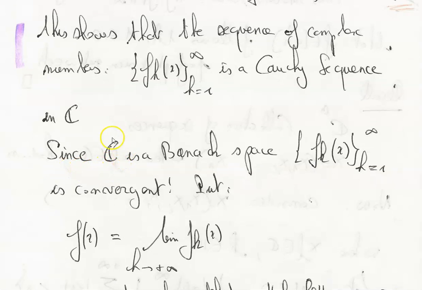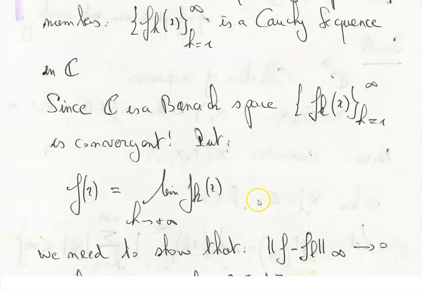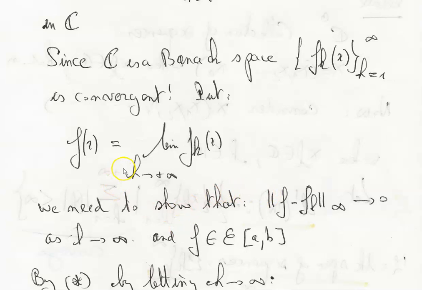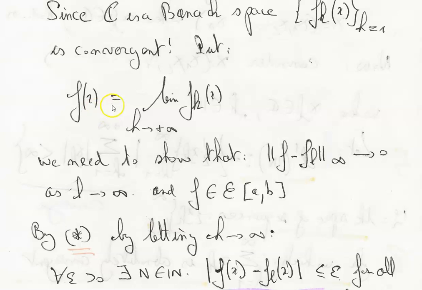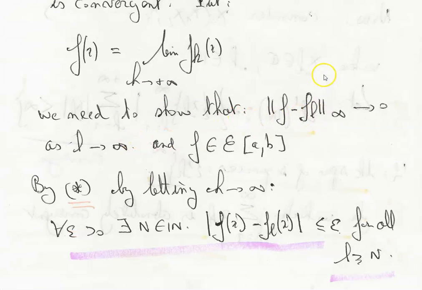Since the complex numbers C is a Banach space, we could say that the sequence f_k(x) for k from 1 to infinity is convergent. But f(x) is the limit of f_k(x) when k is going to infinity. So we need to show that the infinite norm of the difference between f and f_l is going to 0 as l is going to infinity, and f belongs to the continuous functions on the segment AB. So f is defined obviously, but more than defined, it's continuous on the segment AB.